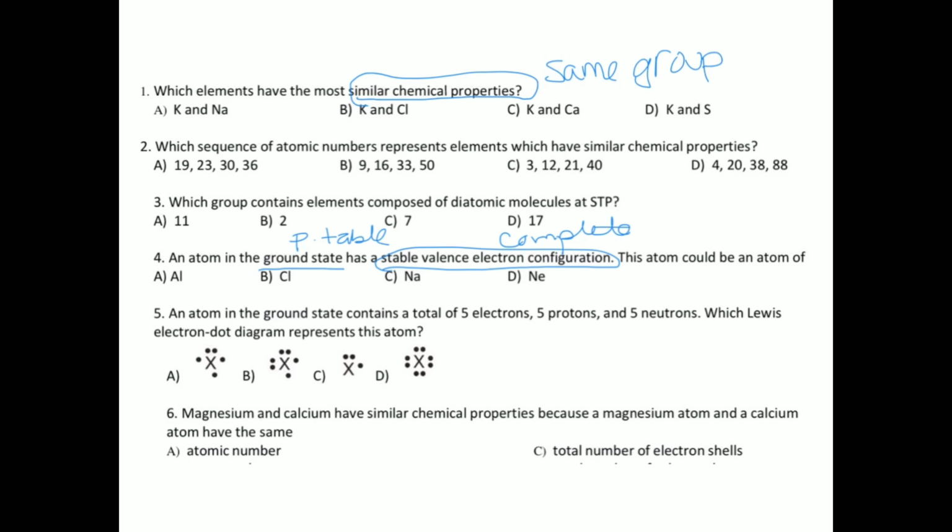In question number 5, we're asked to find which ground state Lewis dot structure is correct. You need to begin by remembering that protons identify the element. Use the protons to look up the element and its electron configuration. Only valence electrons are in Lewis dots.